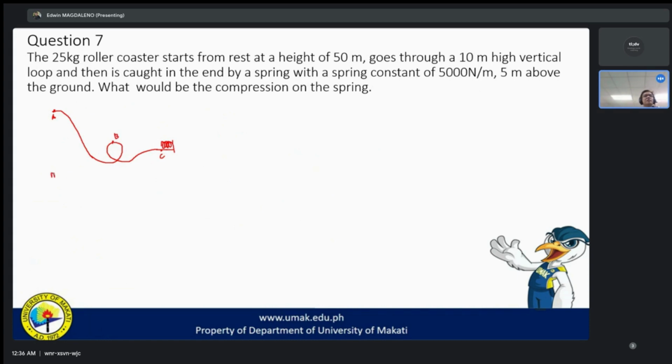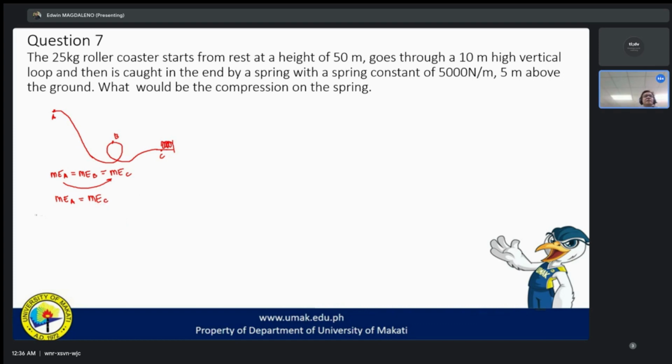So we have the total mechanical energy at point A should be equal to the total mechanical energy at point B, which should be equal to the total mechanical energy at point C. Or we could skip B and go directly to C. The total mechanical energy at point A should be equal to the total mechanical energy at point C. Okay? So those are the things that we need.